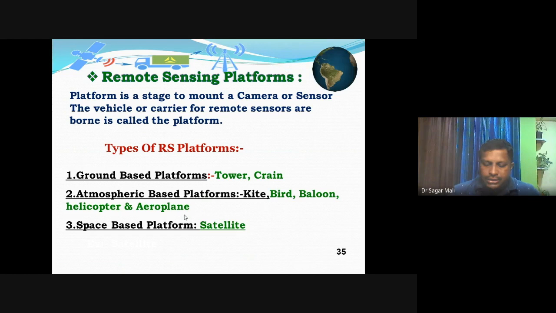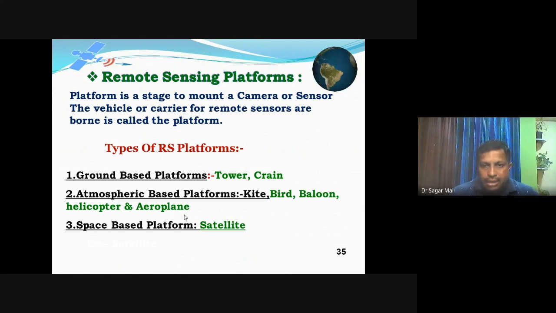Based on their position, there are three types of platforms. First is the position on the ground, called ground-based platforms. It is the initial development of remote sensing, with towers and cranes. Before that, human beings used big trees and tall hills to observe and to mount the camera, to acquire information about a larger area.